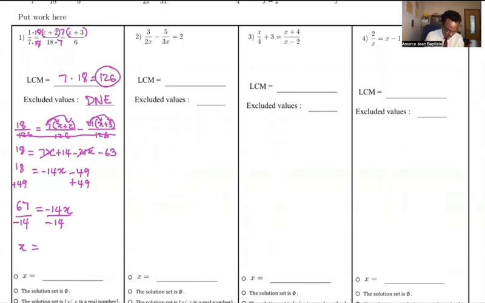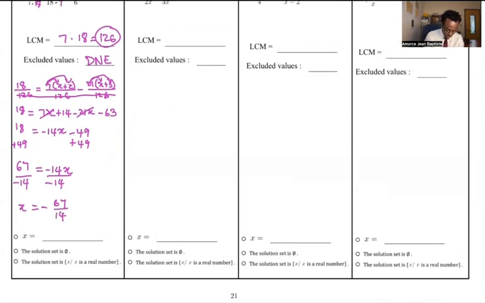We get x equals negative 67 over 14. So we have options. If you get the value for x, that's what you choose. If you don't have a solution, that's what you choose. And then if you have infinitely many solutions, that's what you would choose. We found the x value. So the solution is x equals negative 67 over 14.